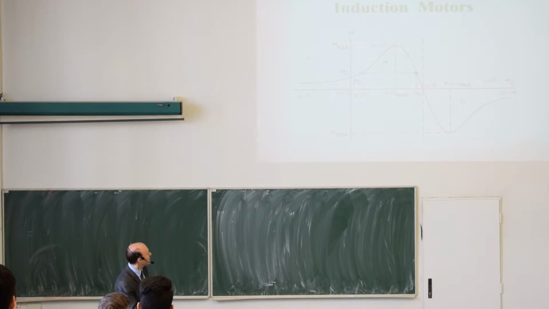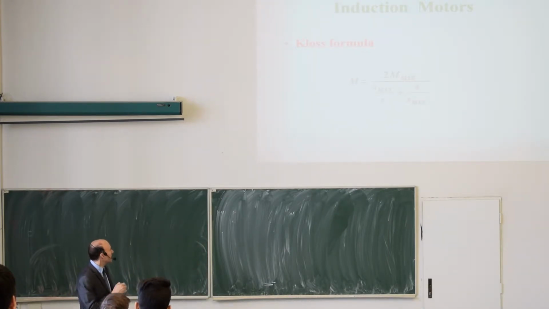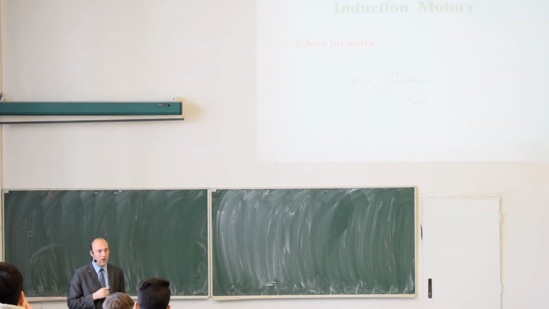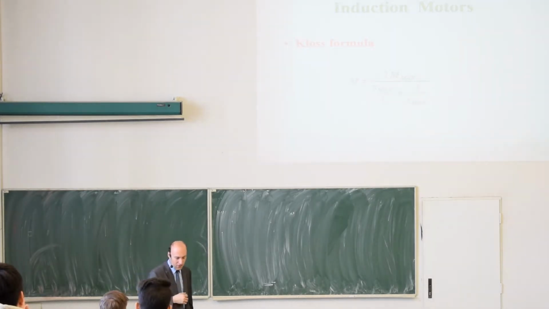Now, if you look at this torque speed characteristic, there is a very useful formula that allows you to calculate the maximum torque for an induction motor if you know the slip and if you know the nominal parameters of the motor. This formula is called the Clausius formula, and it's not that difficult. You can see that I can calculate some torque for some specific slip, that's slip S here, if I know the maximum torque and if I know the slip at maximum torque. So if you know both parameters, you can calculate torque, or vice versa, if you know, for example, nominal torque and nominal slip and maximum slip, you can calculate maximal torque.